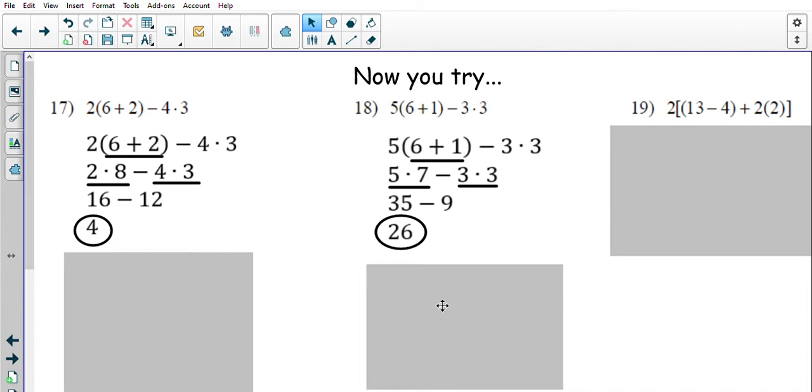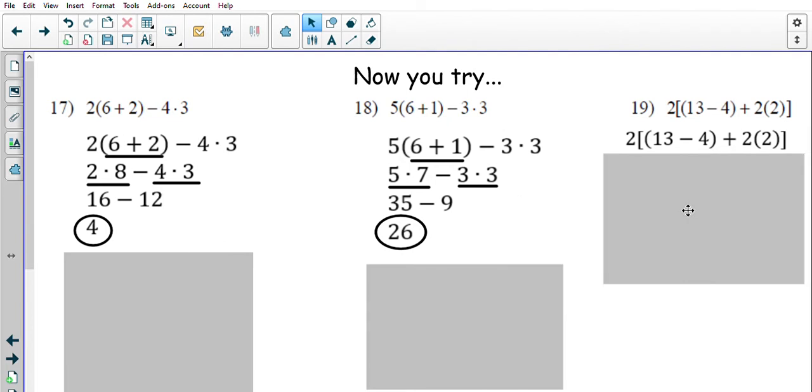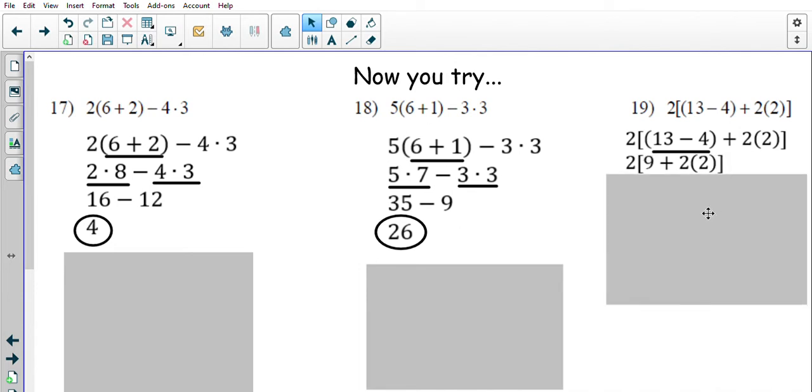All right, number 19 is a doozy. You've got several sets of grouping symbols plus parentheses that actually represent multiplication here, which can get a little complicated. So here's what I suggest you do. Start inside those brackets. Do this 13 minus 4, because you've got to follow order of operations inside grouping symbols, including parentheses and brackets. So replace 13 minus 4 with 9, and you can drop those parentheses off, not the brackets though. That's really important.